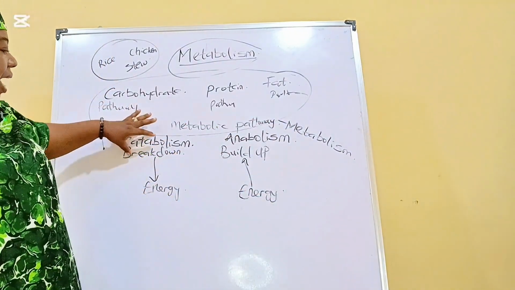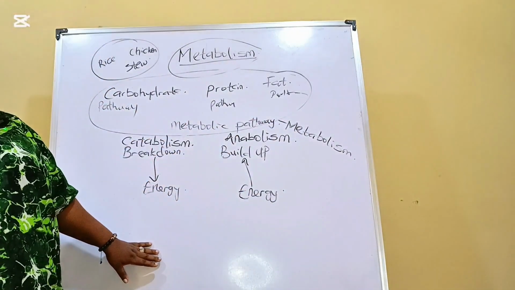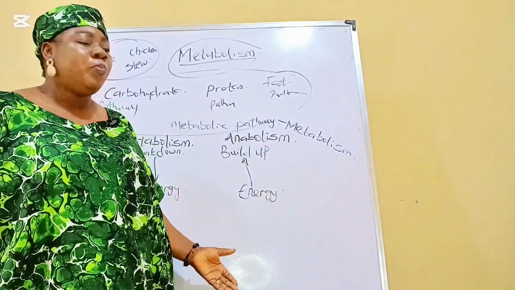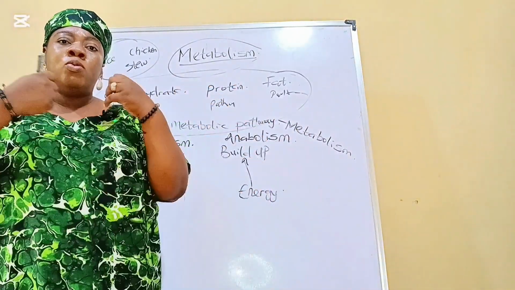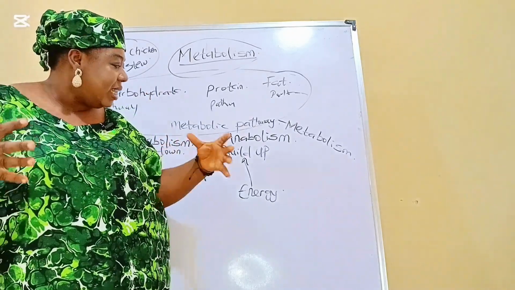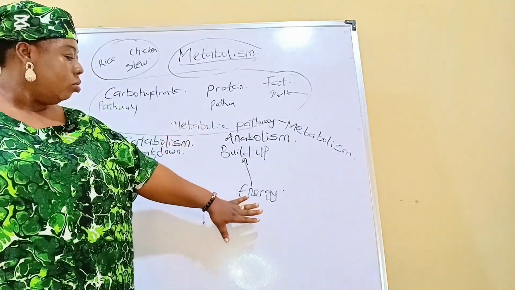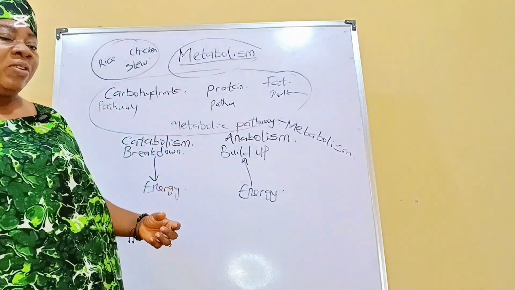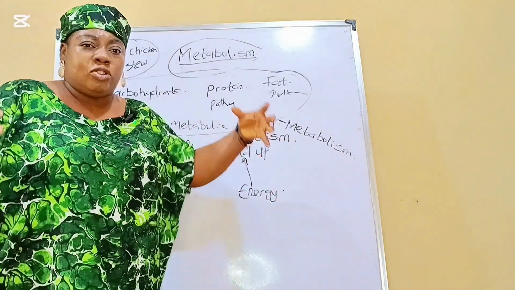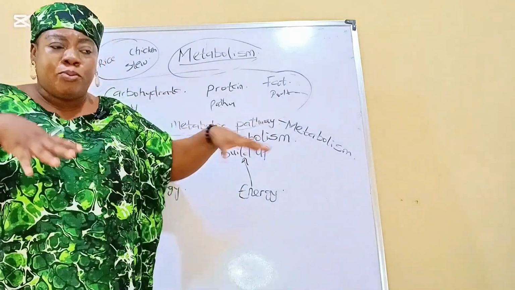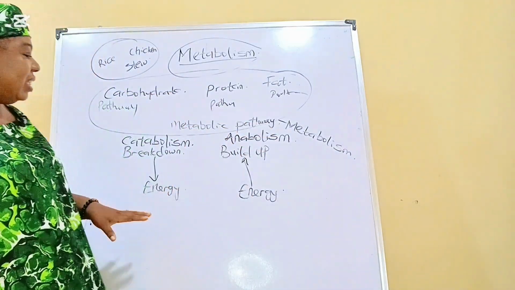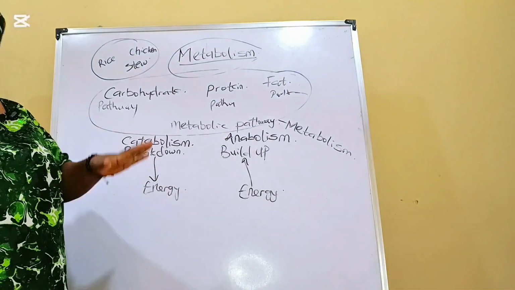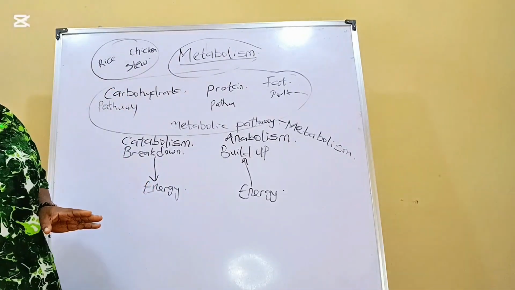Mostly under breakdown, there is release of energy after the breakdown has occurred. And now, anabolism, which is build up, you are getting a new product. Mostly it consumes energy, and even if it produces energy, it stores that energy, but the energy here is released for the living organism to make use of.